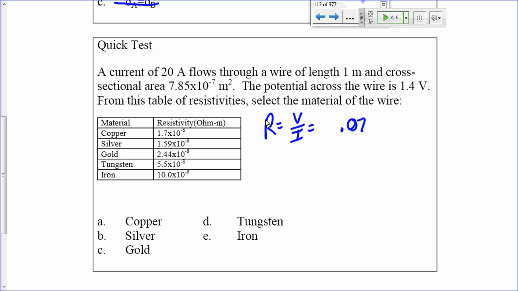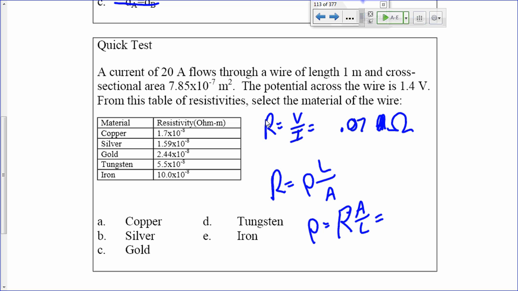Everybody agrees with that? Yeah. And that's in ohms. And then the resistivity, R is rho L over A. So rho is R A over L. And then if you put in those numbers, you get a resistivity of 5.5 times 10 to the minus 8. Those are in ohm meters, which you'd look up in a table and you'd find, oh, this is tungsten, or whatever. All right? There are other ways to determine unknown metals, but that's a nice easy way.